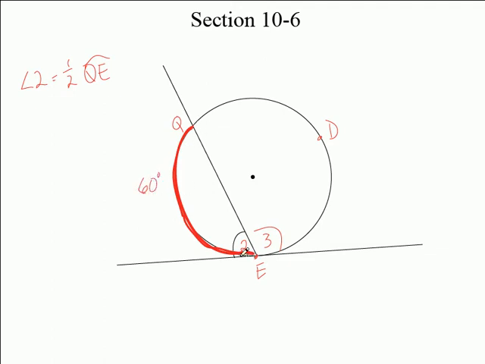So what if this arc right here was 60 degrees and we want to find this angle? Well, the angle is what? It's half of the arc. So that's pretty easy. So what's this angle right here? Angle 2. It's 30 degrees. Easy. Now if this is 30 degrees, tell me something about it.